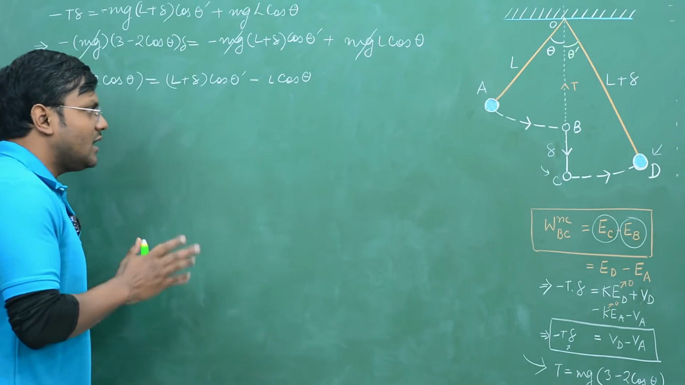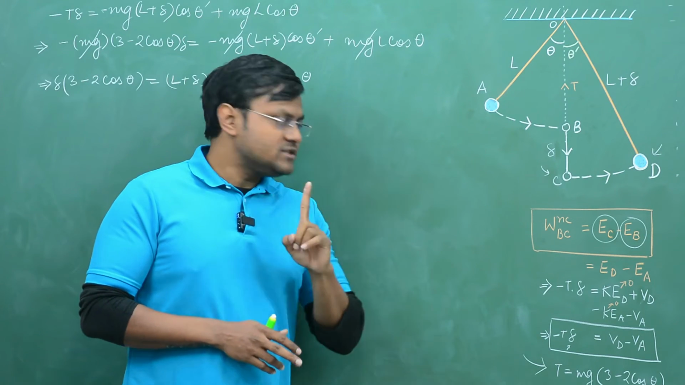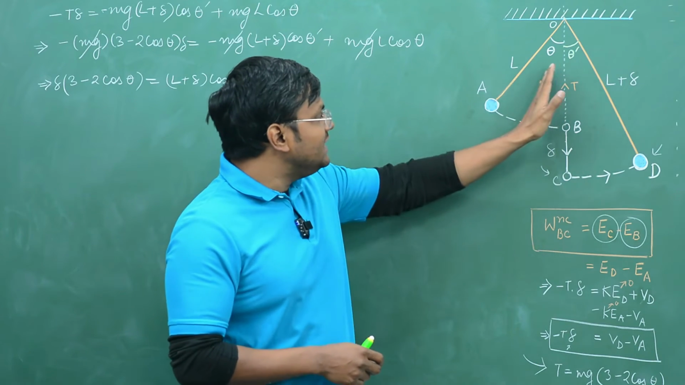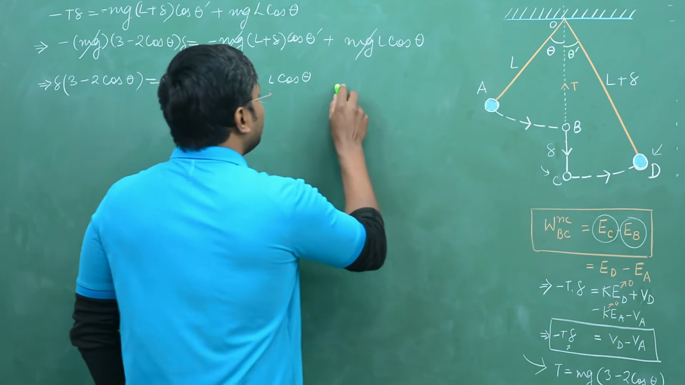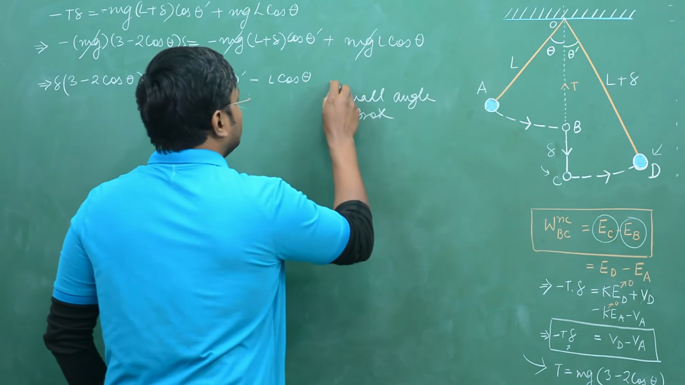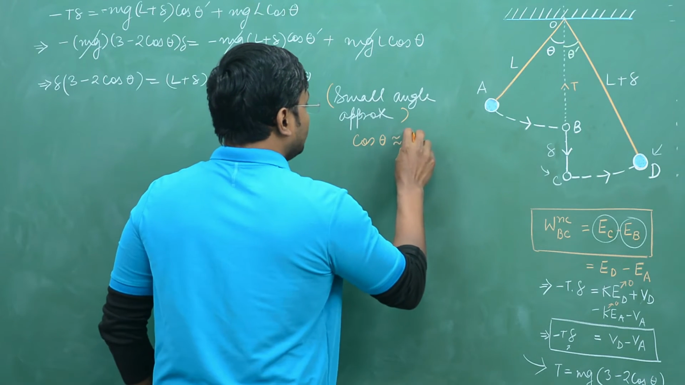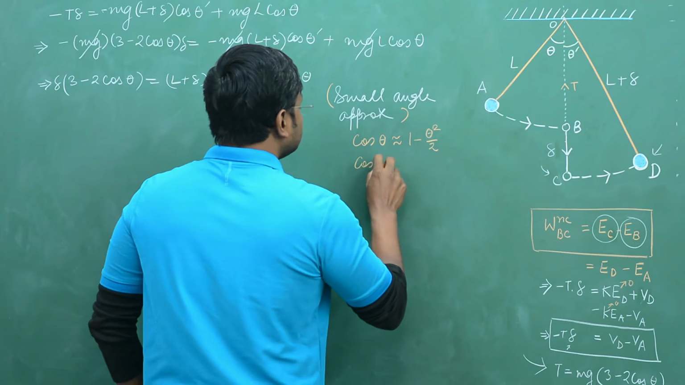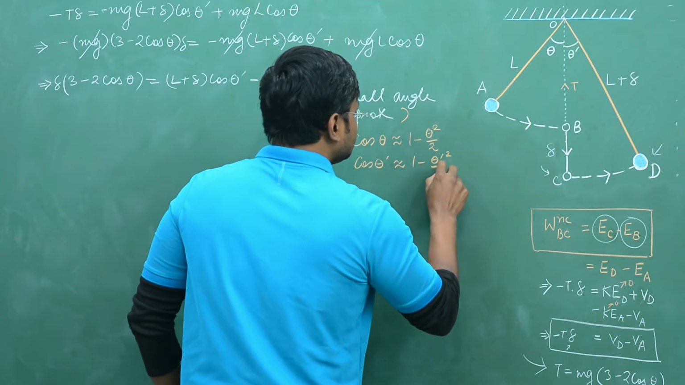So for that, I'm going to make a couple of approximations because otherwise the calculations are very, very complicated. The approximation I'm going to make is small angle approximation. So I'm going to assume that we are dealing with small angles. Theta and theta dash both are small angles. So if we make small angle approximations, then cos theta is approximately equal to 1 minus theta square upon 2 and cos theta dash is approximately equal to 1 minus theta dash square upon 2.